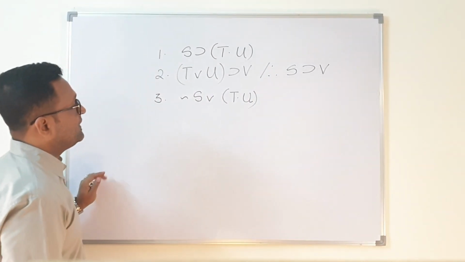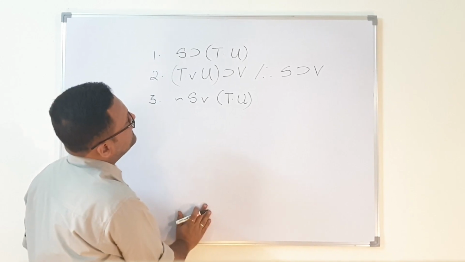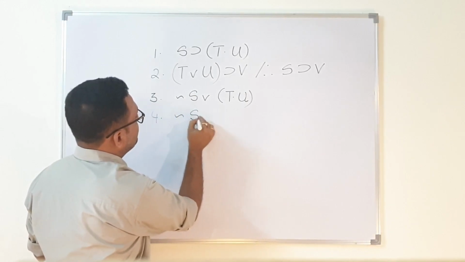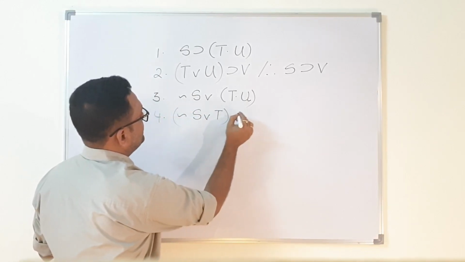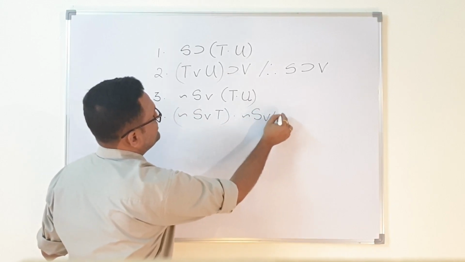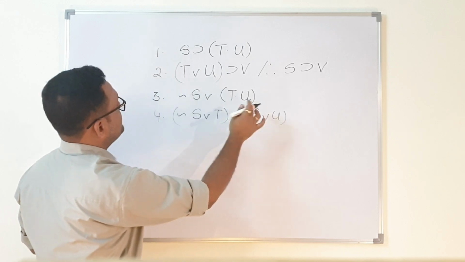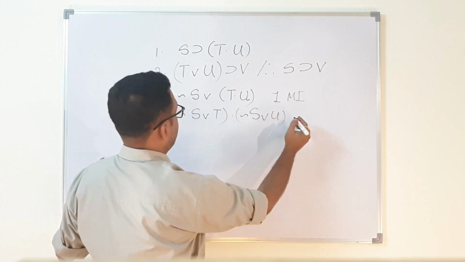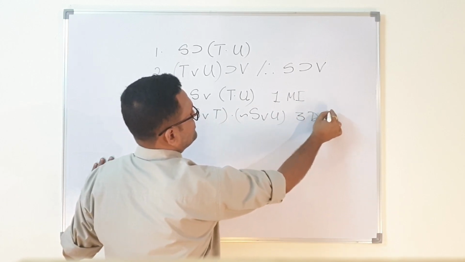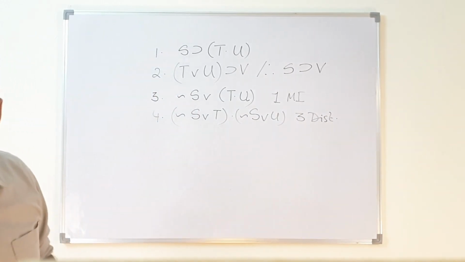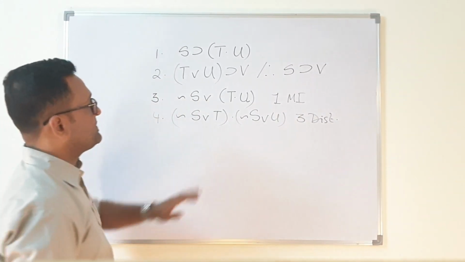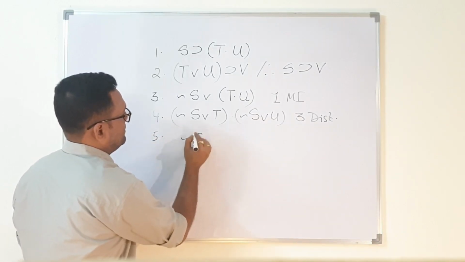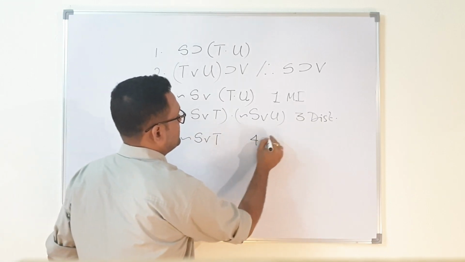Okay. Now I have kept it like this, negation of S wedge. And on the fourth step, if I do it like this, negation of S wedge T dot negation of S wedge U. In the third step what I did was first material implication, and in this step I have applied distribution. Fine. So I have got this. From here, if I take out this negation of S wedge T, this is fourth simplification.